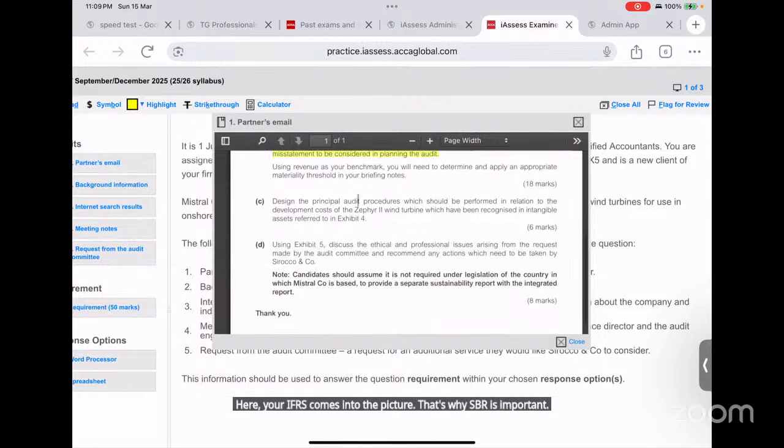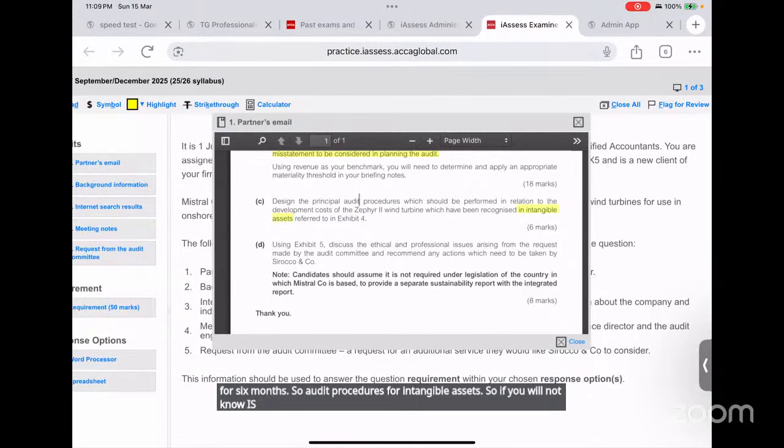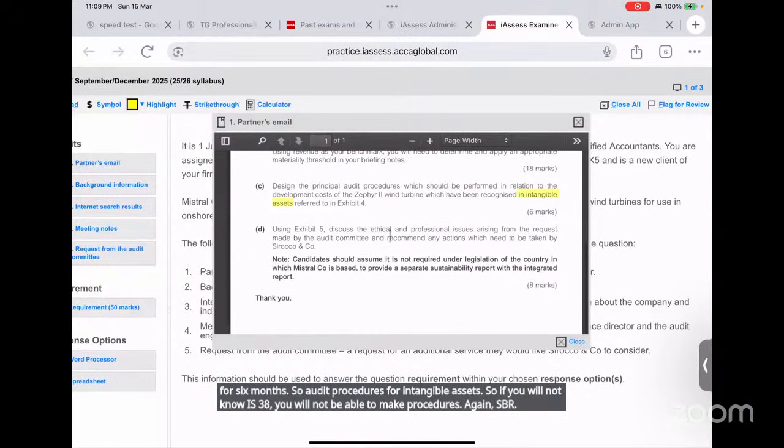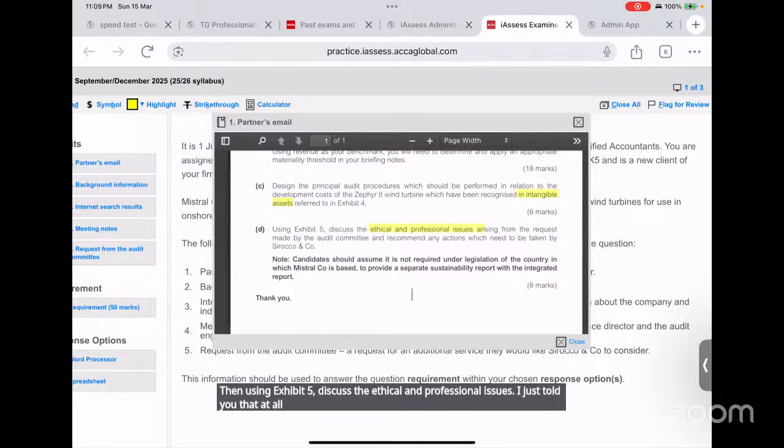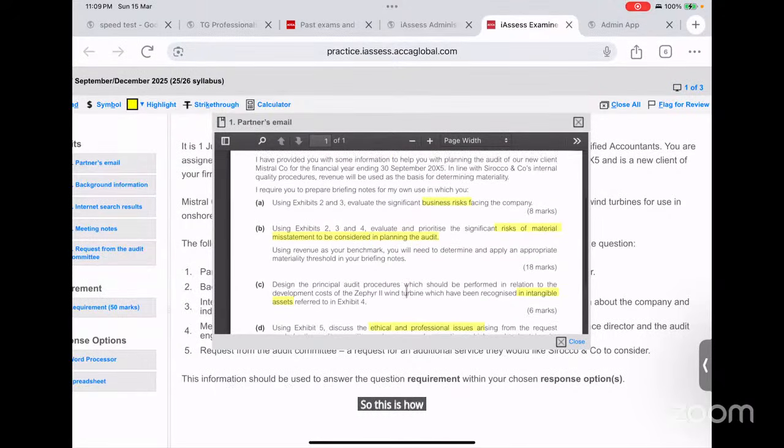Then design principal audit procedures, the procedure part of your audit, for 6 marks. So audit procedures for intangible assets. So if you will not know IAS 38, you will not be able to make procedures. Again, SBR. Then using Exhibit 5, discuss the ethical and professional issues. I just told you that at all stages of audit, ethics are very important. So this is how question number 1 is made.